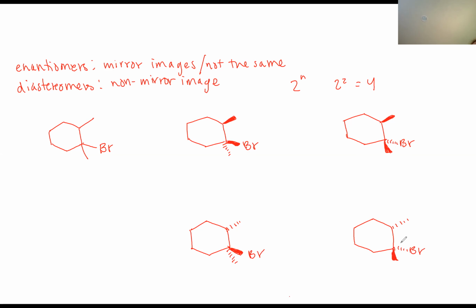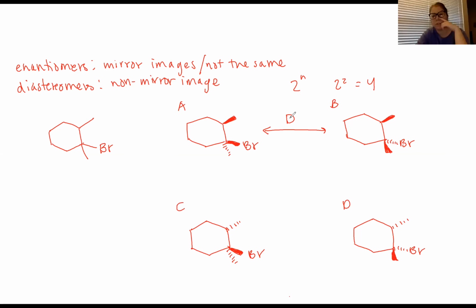Okay. What are the relationships between these molecules? Let's say this is A, B, C, D. What's the relationship between A and B? Diastereomers? Yeah, those are diastereomers. How do we know that?